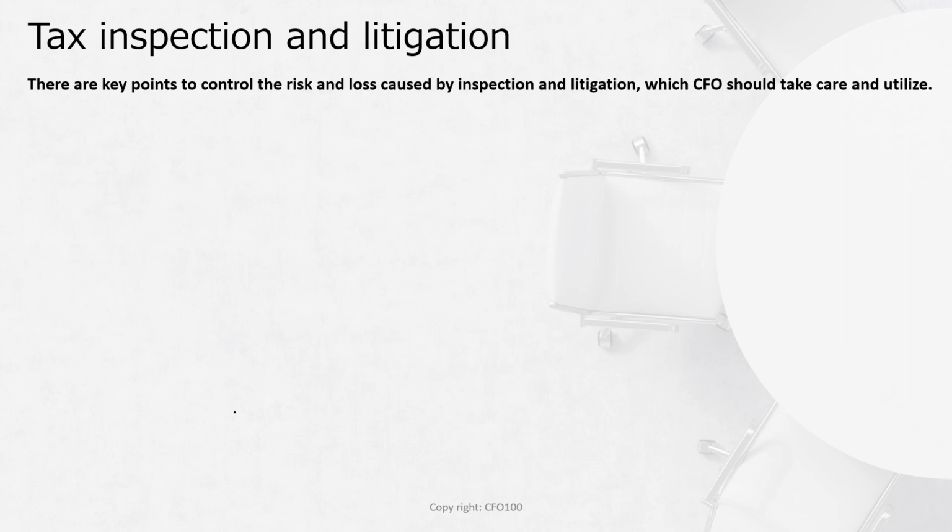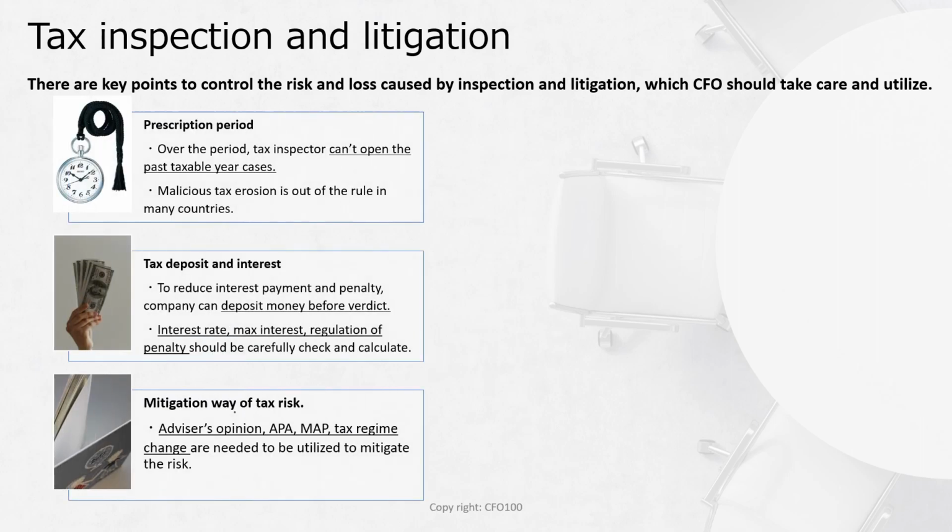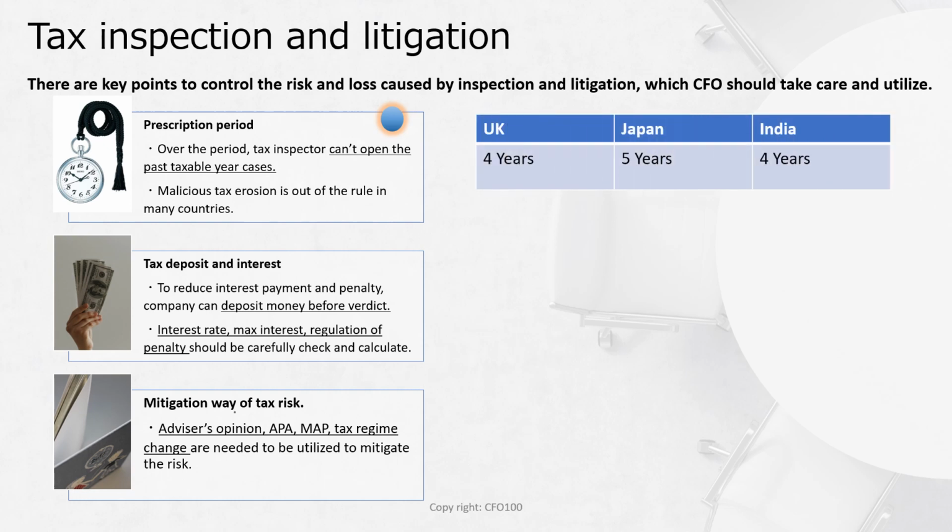Firstly, in terms of tax inspection and litigation, there is a particular point about the prescription. Prescription means from time onward, tax inspectors cannot open past cases even though they would like to point them out. The period depends on the country. For example, in the UK it is 4 years, in Japan it is 5 years, in India it is 4 years. The next point is tax deposit and interest for unpaid tax.